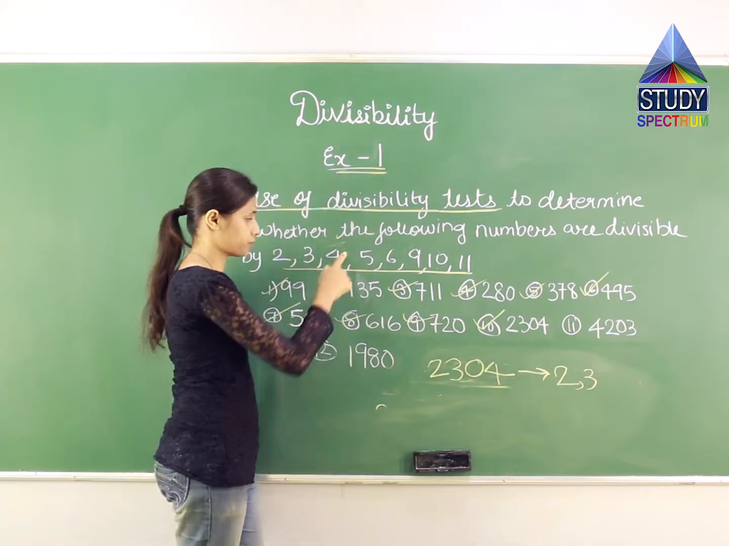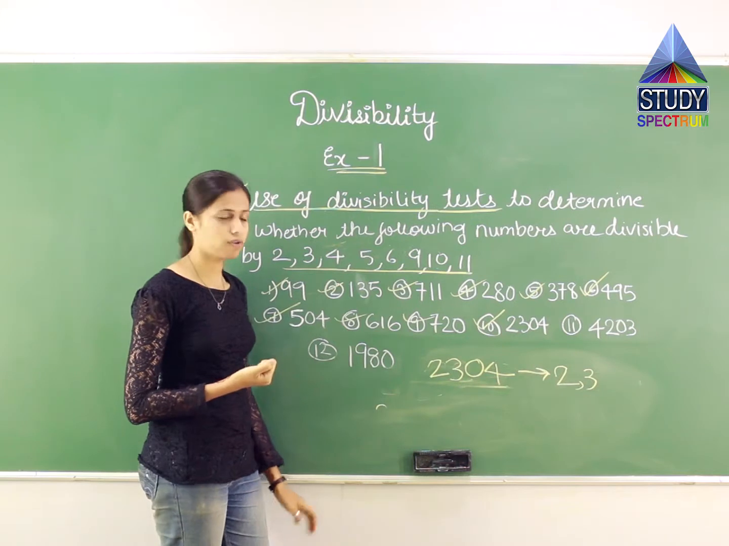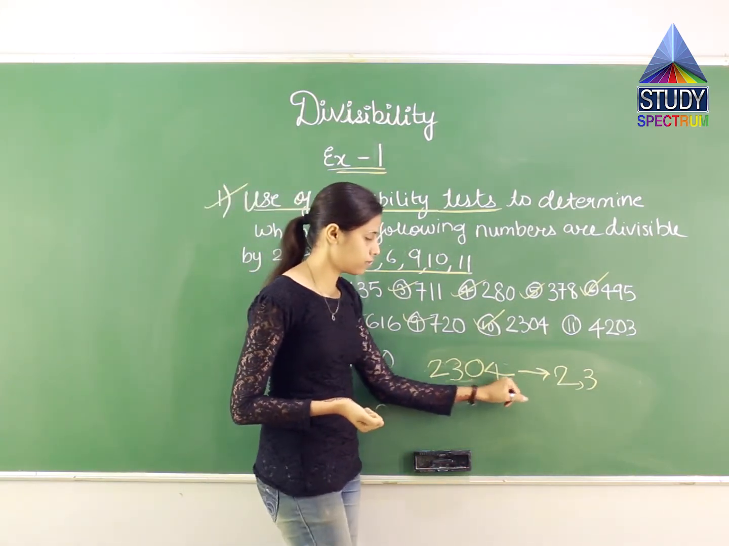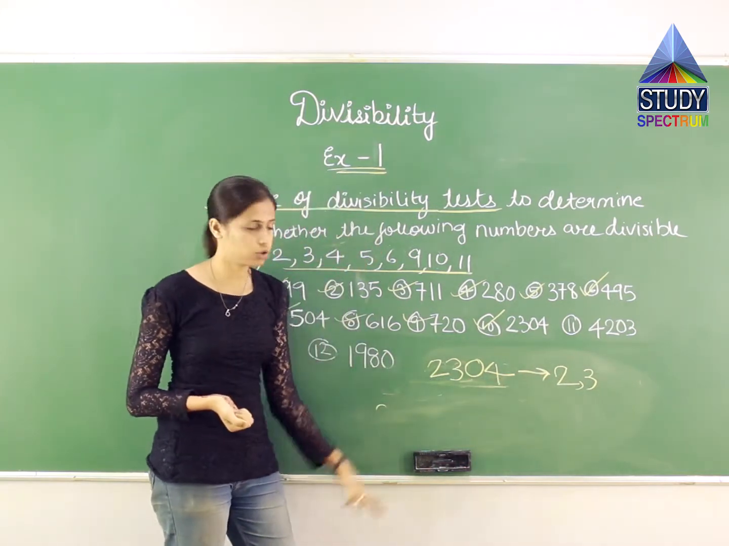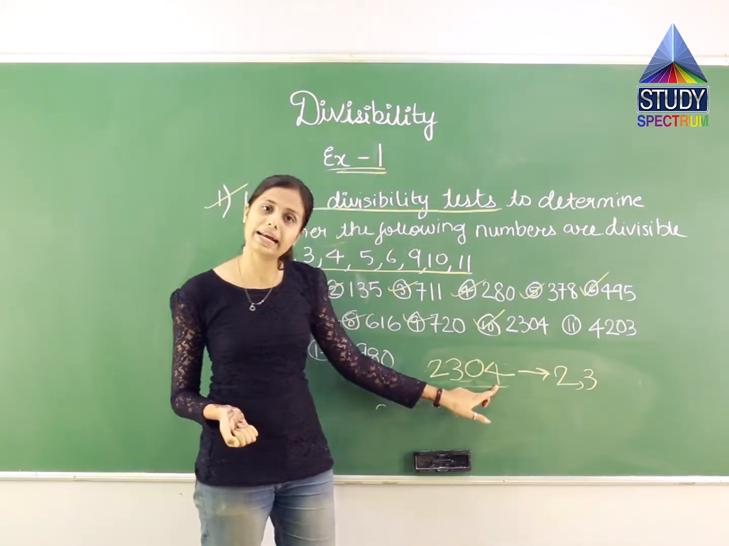Now 4. The test of divisibility by 4. For test of divisibility by 4, I will check the last number. If this number is even number, तो मैं दो number को consider करूँगी. So the last number is what? 4. And it is an even number.